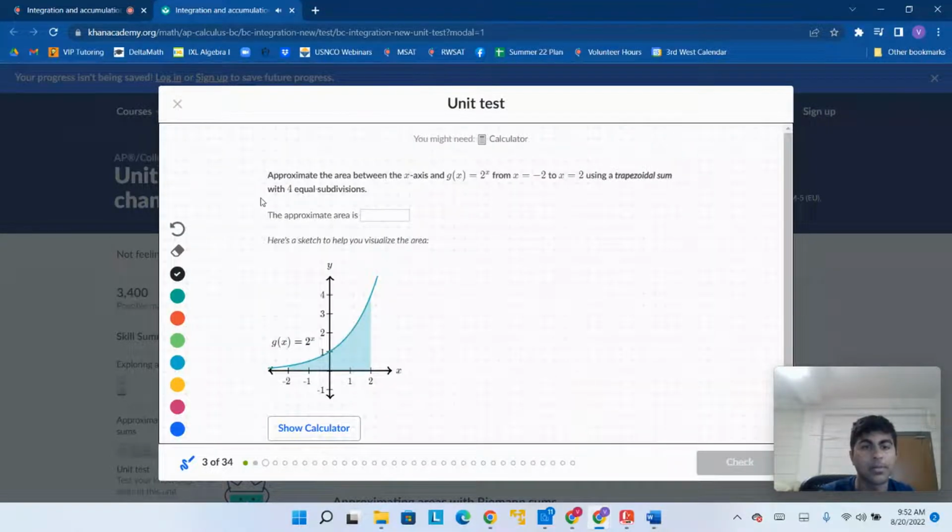Let's keep going. Approximate the area between the x-axis and g of x equals 2 to the x from x equals -2 to x equals 2 using a trapezoidal sum with 4 equal subdivisions.